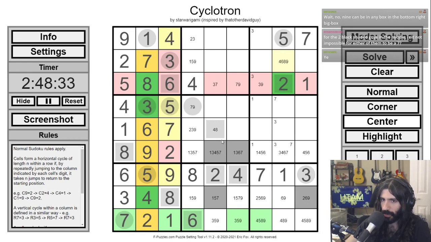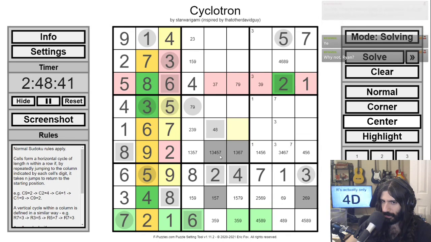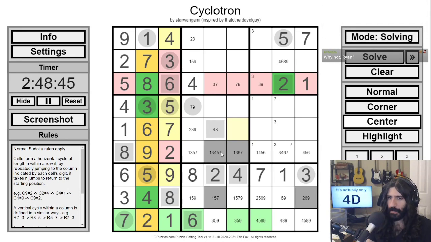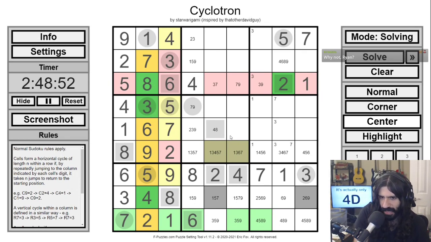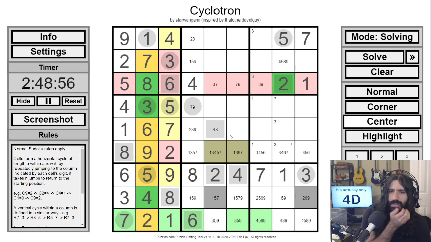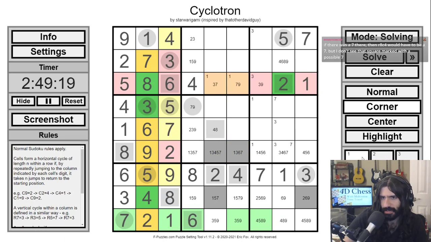For the two shaded guys in the middle, is it not impossible for either of them to be a seven? Okay, let's think. Ryan contends that it is impossible for either of these to be a seven. Let's see. Could it be seven? Is it because... No, there's no... Oh, one of these definitely has to be a seven, by the way, right? So we can actually corner mark this seven. Which is helpful.